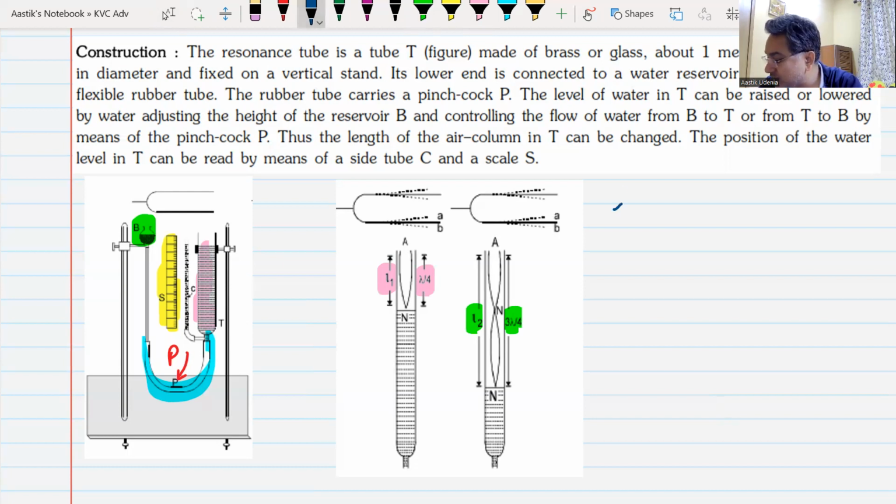For the first overtone, the length L1 is lambda by 4, because I think that this is the fundamental one. Then I change the level of water in the tube and I look for the second resonance. I am vibrating this continuously. So I get the second length L2, and L2 will be equal to 3 lambda by 4.